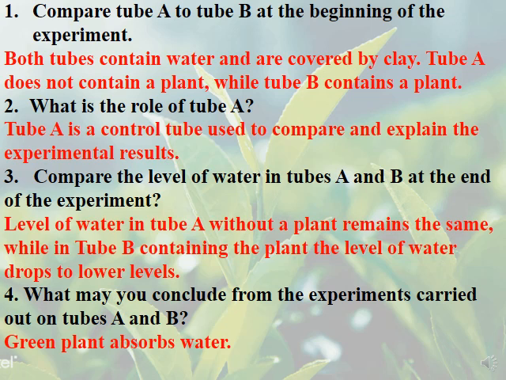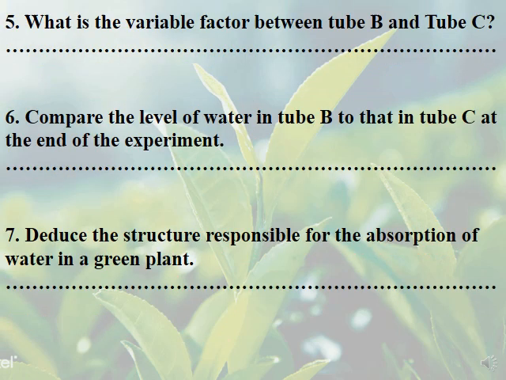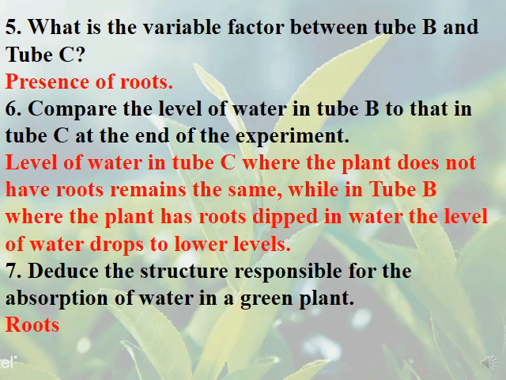So as I said, both tubes contain water and they are covered by clay. Tube A doesn't contain a plant while tube B contains a plant. Tube A is a control tube used to compare and explain the experimental results. Level of water in tube A without a plant remains the same, while with a plant it drops to a lower level. What may you conclude from this experiment? Green plants absorb water. What is the variable between tube C and B? Variable, that is the root.